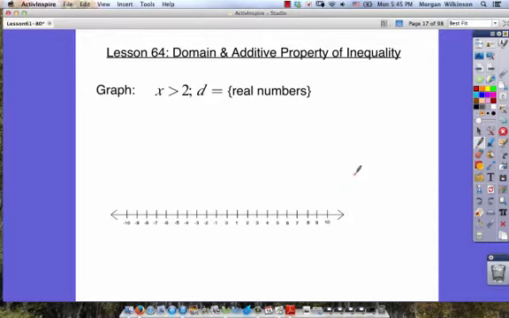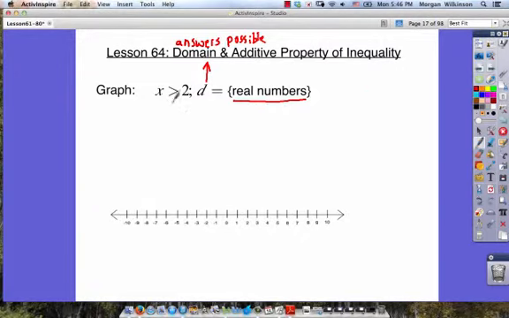Lesson number 64 is about domain and the additive property of inequality. Our first question tells us to graph x is greater than 2. Well, we know how to do that, but then it says D is equal to real numbers. Now this D means domain, and domain just means the possible answers. In this, the answers that are possible are all real numbers. So that includes rational numbers and irrational numbers.